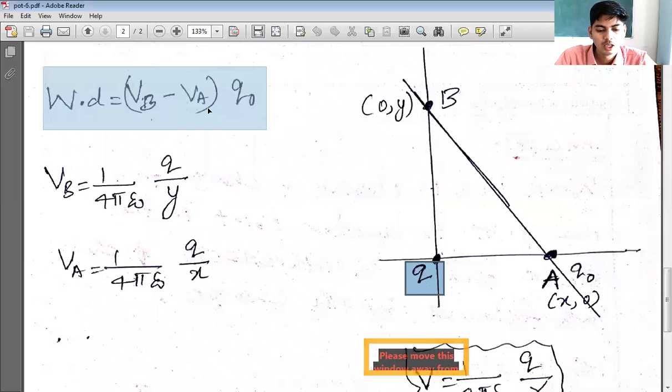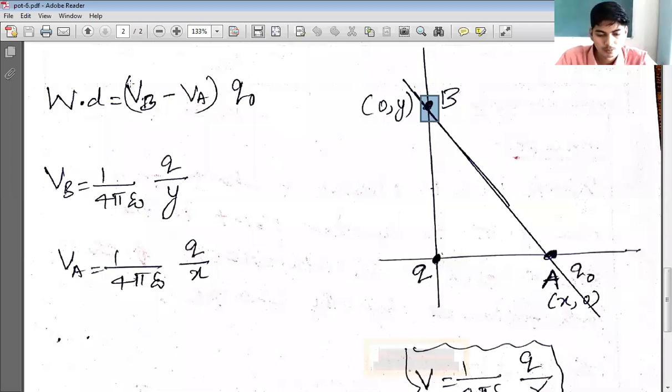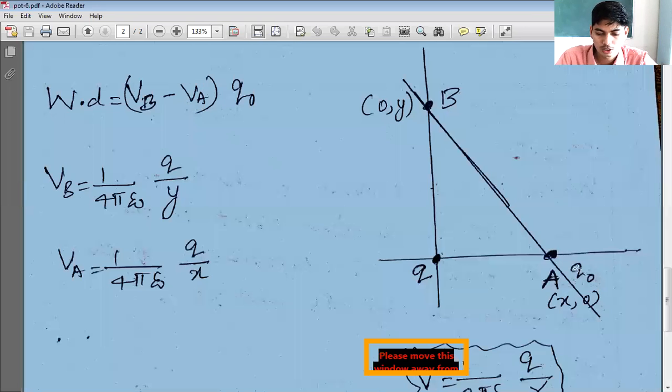Work done is equal to potential difference into charge. See, charge is moved from A to B. So you must be knowing what is potential at B, VB. Potential at B is VB. And you must be knowing what is potential at A. Potential at A is VA. Potential difference into charge. What is the charge moved?